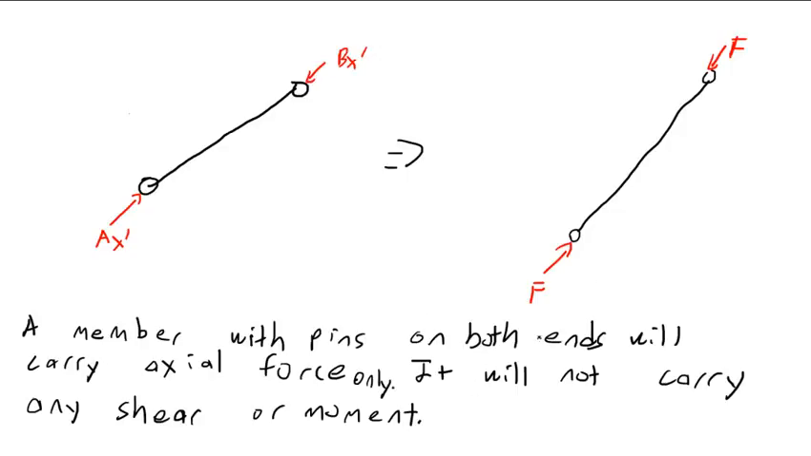So in other words, the powerful thing about this is it has reduced every single member to a single unknown. Every member now becomes a single unknown in a truss. In more complicated structures, a member can have up to 6 unknowns. It can have shear and moment and axial force on all ends.